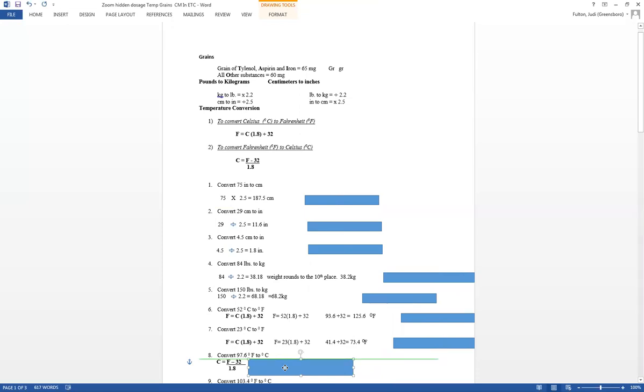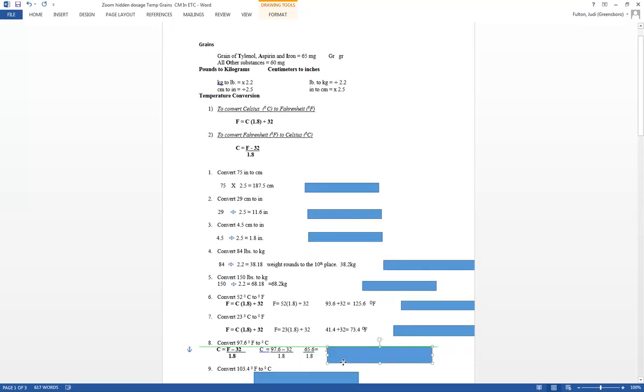Now we're going to do Fahrenheit to Celsius. We've been doing Celsius to Fahrenheit. So now Fahrenheit to Celsius. So the formula changes. So we know Celsius is what we're trying to get. So 97.6 is my given Fahrenheit. We plug that in. Still minus 32.